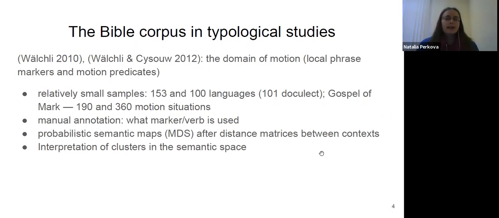Basically, the methodology was to take an English text, for instance, or comparatively several more, and choose the contexts with a motion situation. Then you manually annotate data for each language in your sample. You annotate for the marker or the verb used in this context. Then you build distance matrices, and from that probabilistic semantic maps, and then you try to interpret the clusters.